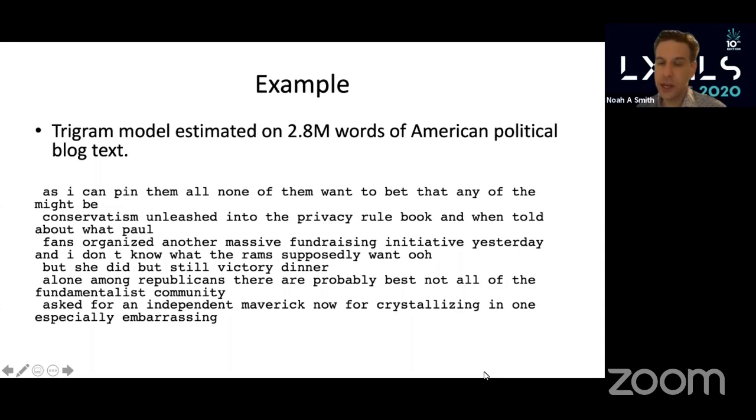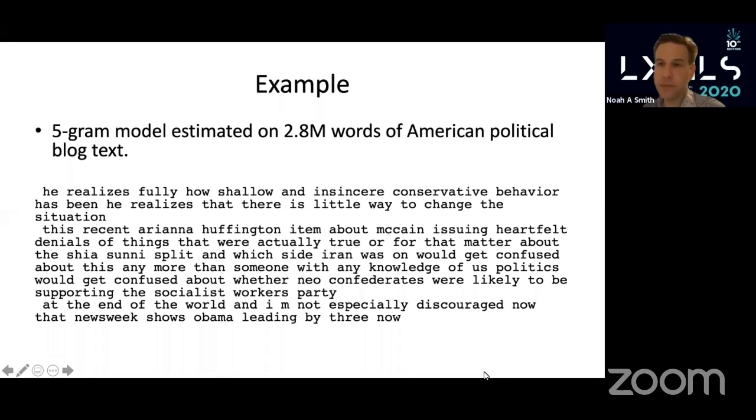sound increasingly like English. When we get to 5 grams, if you weren't paying attention, this would totally pass as English, like if it was on the radio in the background and you weren't really listening. "He realizes fully how shallow and insincere conservative behavior has been. He realizes that there is little way to change the situation." Like, that's not bad. I don't know what they're talking about. It might not make sense in any context. It's not grounded in anything in the real world, but it passes more or less as English.